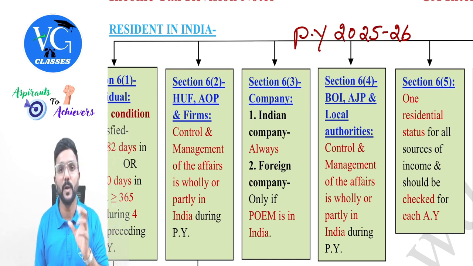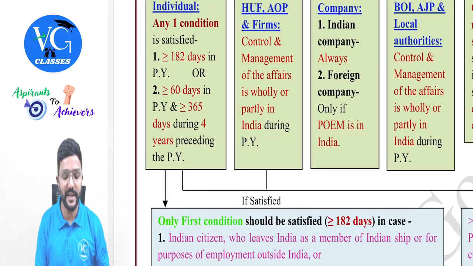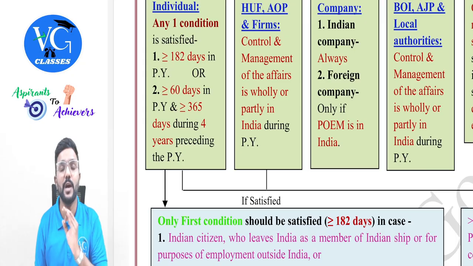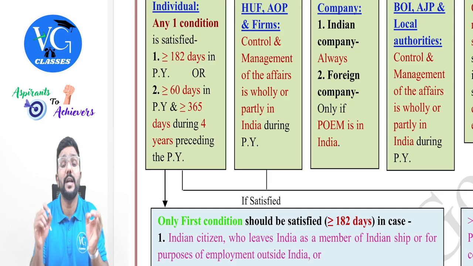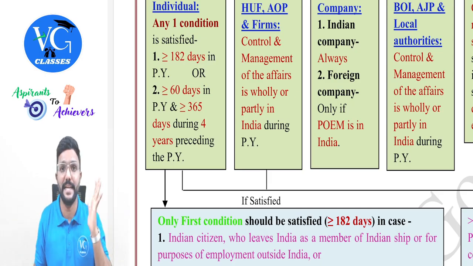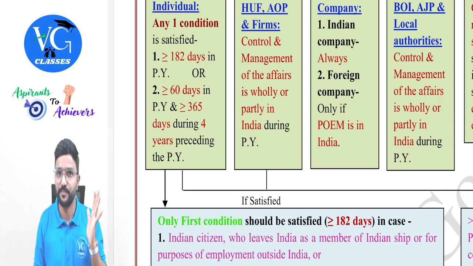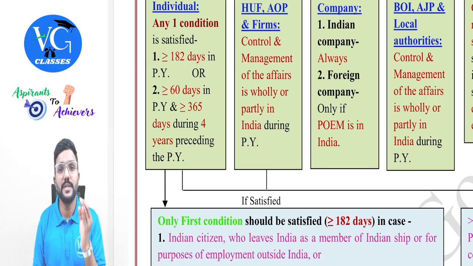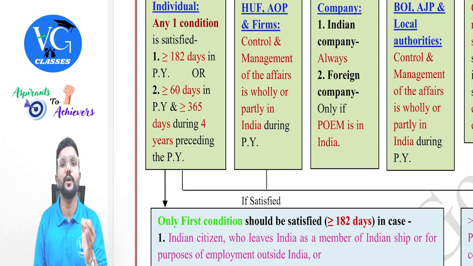Also, guys, while counting the number of days like 182 days, 60 days, 365 days and all, we need not count it continuously. Even if an individual is coming to India, then going back again, coming again. So in that case, we need to count the total number of days of stay in India during the previous year. It need not be continuous. Okay, let me repeat this, guys, again. An individual should be in India for a total period of 182 days or more.